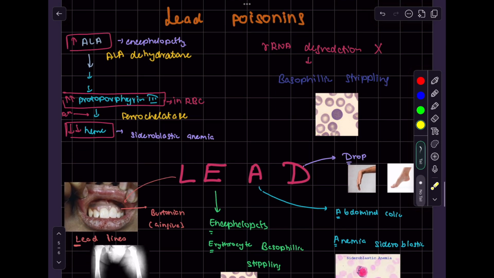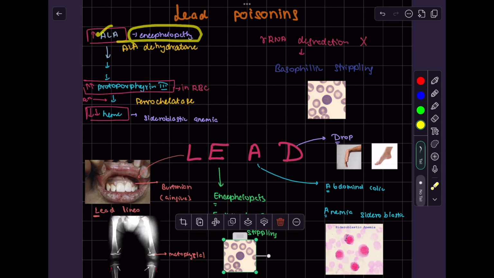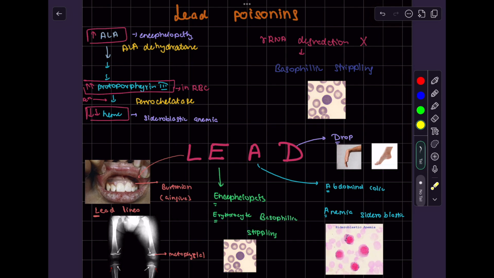Now, in summary, lead poisoning is caused because of impaired heme synthesis, because it affects ALA dehydratase enzyme and ferrochelatase enzyme. Increased ALA leads to encephalopathy as it is neurotoxic. There is increased protoporphyrin III in the RBCs. There is reduced heme with high iron leading to sideroblastic anemia, and impaired ribosomal RNA degradation leading to basophilic stippling.